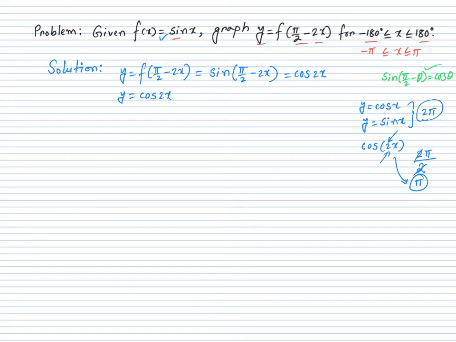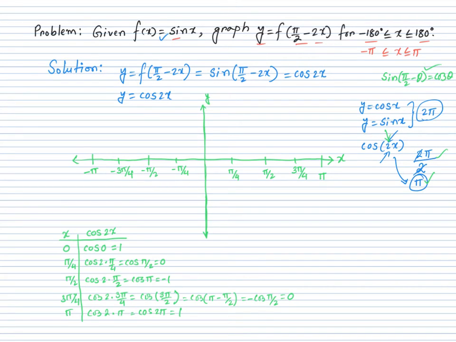So that's the thing you need to know. Once again, this is important. Multiplying x by 2 changes the period of the function from 2 pi to 2 pi over 2, which is just pi. Now I am going to try to sketch this function.